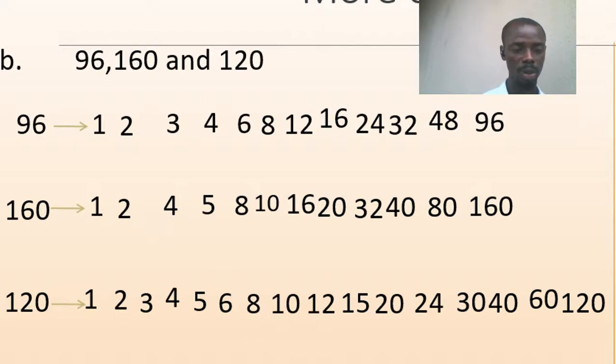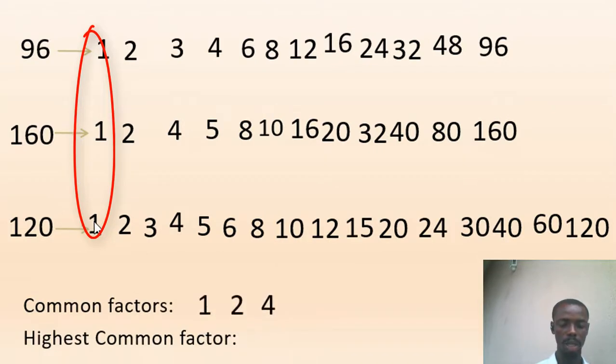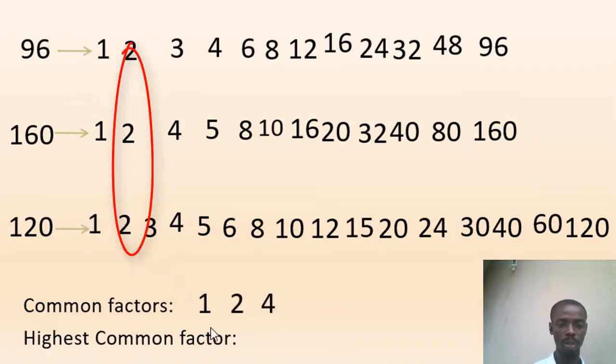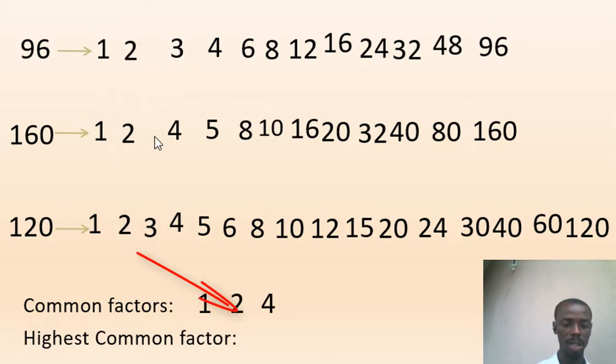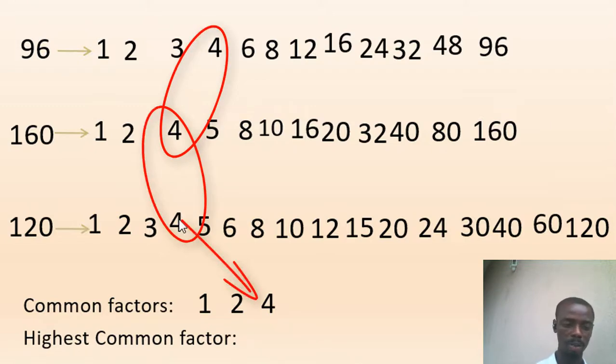I'm having 1 to be a common factor. I'm seeing a 1 here, a 1 here, and a 1 here. So that's 1. I'm seeing a 2, and a 2. So you can see 2 coming out here. I'm seeing a 3 here. 3 is not here, so it's disqualified already because it's not found there. I'm seeing a 4, and another 4. So that gives 4 the chance of appearing here.